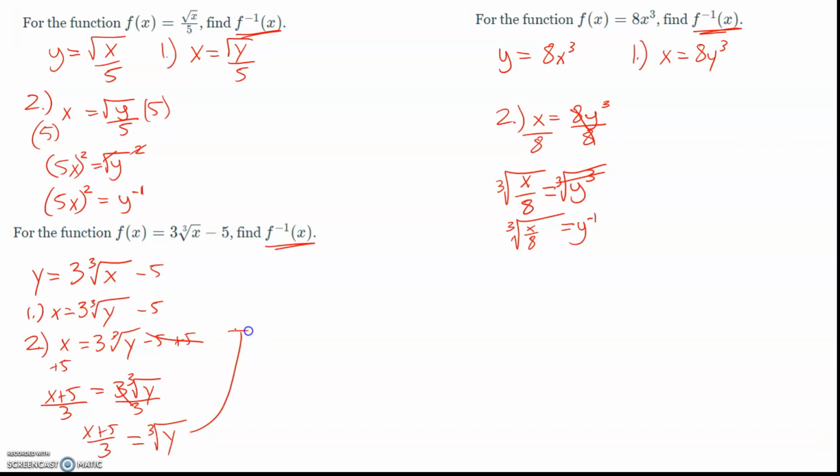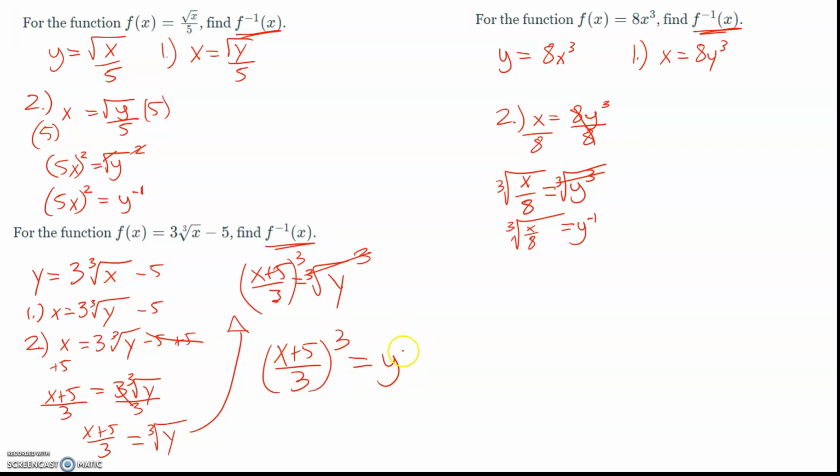I'm going to bring this back up here just a moment. X plus 5 over 3 equals the cube root of y. So again, like we did on our previous problem, we're going to cube this to get rid of our cube root, which means that I have to cube all of this. And that gives me x plus 5 over 3 cubed is equal to y. And y is by itself now, so I can rewrite that as an inverse. And if you ever feel fancy, you can write it as f of negative 1 of x as well. These mean the same thing.